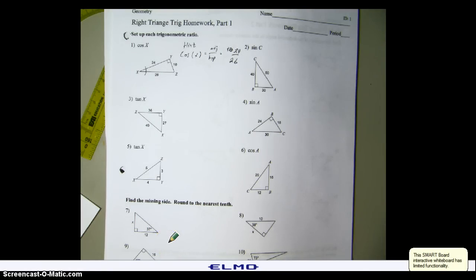Good. So you should now have enough information to try right triangle trig homework, part 1. Just part 1. We'll need some more notes for part 2, which we will do in the next video or next class. Take care.